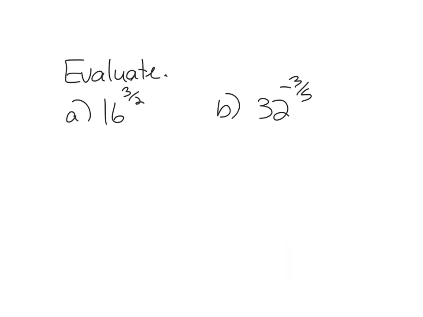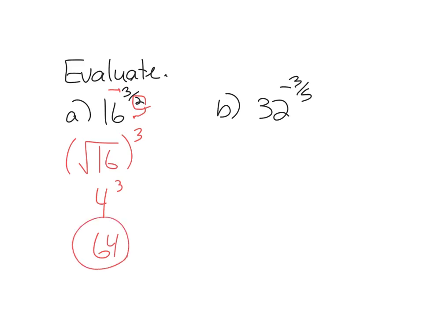All right, evaluate 2 of these. First one says 16 to the 3/2 power, which you know what that means. The number on the bottom is the root, so it really means the square root of 16 cubed. I'm going to do that part first. I'm going to do the square root first, the bottom number. If you want to write it out, you could say the square root of 16, then cube it. The square root of 16 is 4. I still have the cube. 4 cubed is 64. And that's all you got to do there.